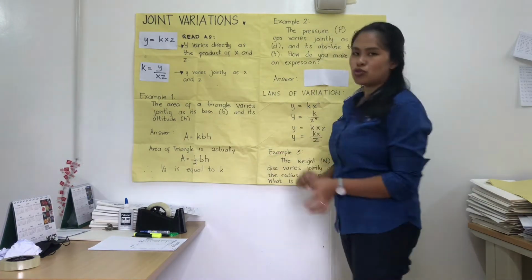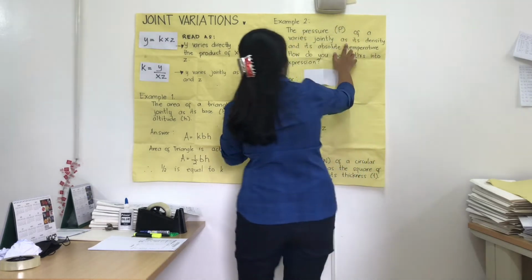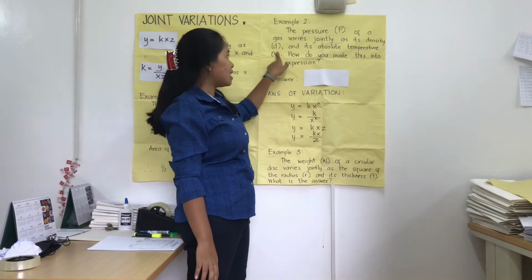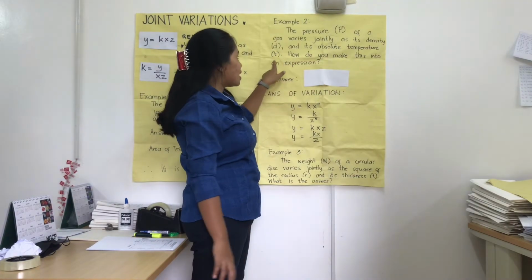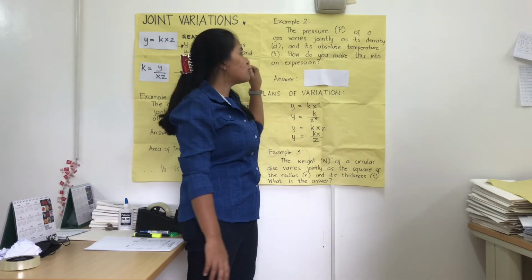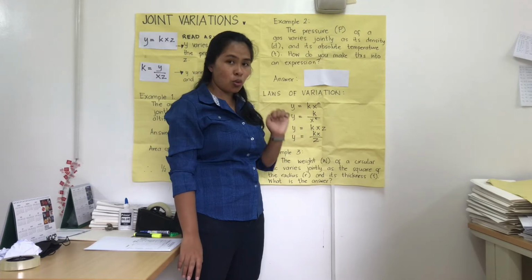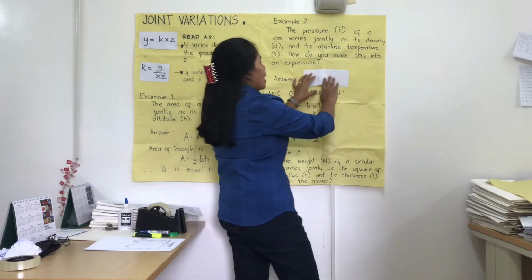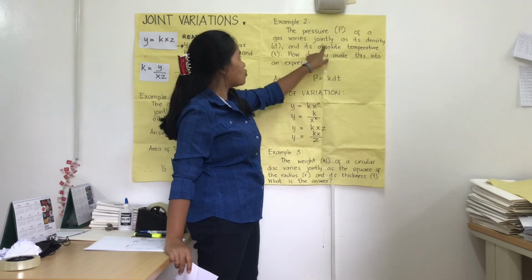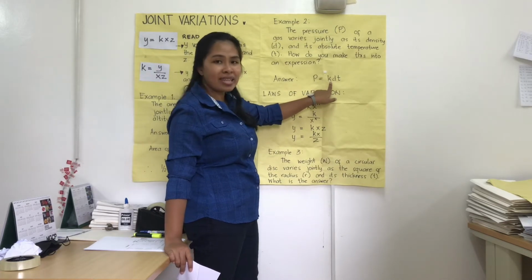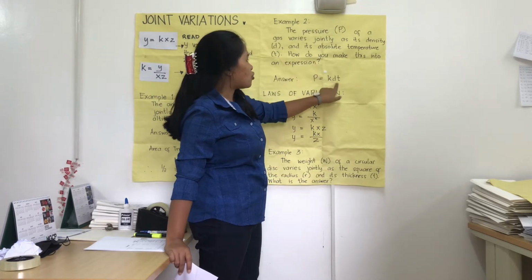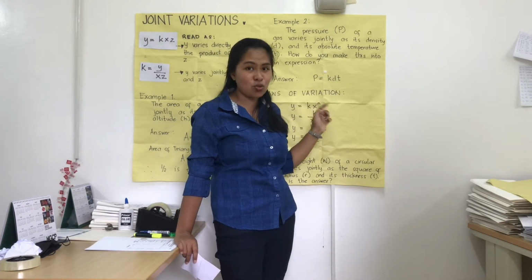So, for example, number 2, we have the pressure P of a gas varies jointly as its density D and its absolute temperature T. How do you make this into an expression? So, from this word problem, we have to make it into an expression or a formula, right? So, we have this answer. Pressure P varies jointly is equal to, we should not forget the constant k, and then density and temperature, right? So, this is how you make it into an expression.